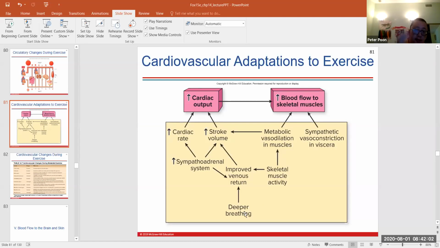So let's see. The sympathetic adrenal system affects these that improve venous return, because again, you're pumping more blood, so you have to have more blood return to the heart. So it increases blood volume. And deeper breathing: when you expand your chest, it actually increases the venous return, because when you open up your lungs, you're pushing on the veins there.